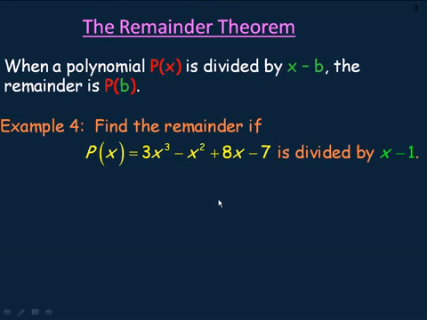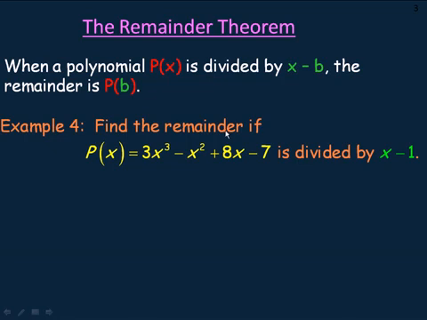Now here's the second part of the lesson, the remainder theorem. The remainder theorem says when a polynomial p of x is divided by x minus b, the remainder is p of b. So that means that if I substitute the value of b, now notice it's b, not negative b, it's x minus the number, b in place of x, I actually get what the remainder would be if I divided x minus b into that original polynomial.